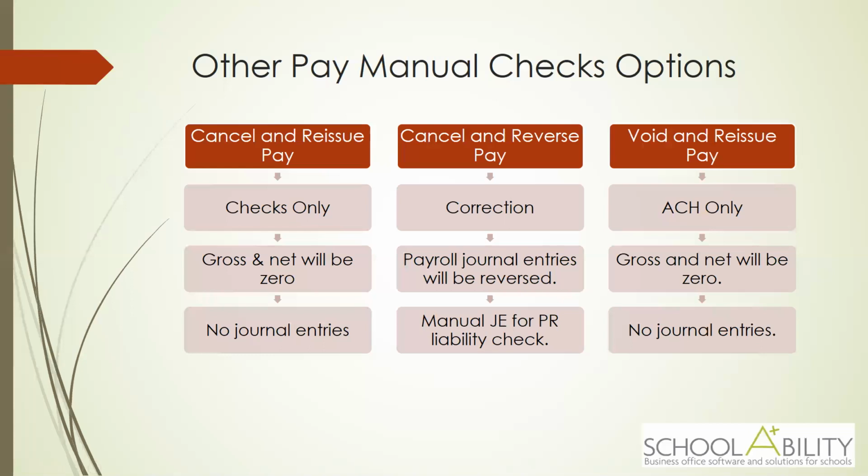Sometimes the system will generate multiple files, and say, for example, the school forgot to submit one of the files. Well, that file was then not processed, so we will need to get that pay to the employee. In this case, we'll use the void and reissue pay. It voids the ACH and then issues out a check with no change in gross and net. So it's a zero transaction and there's no journal entries.